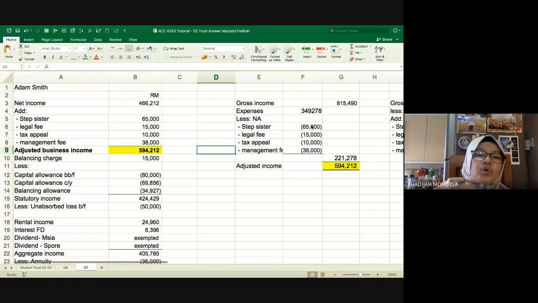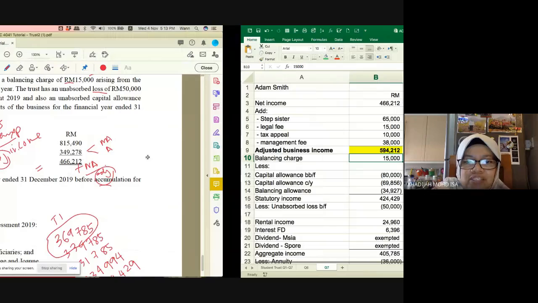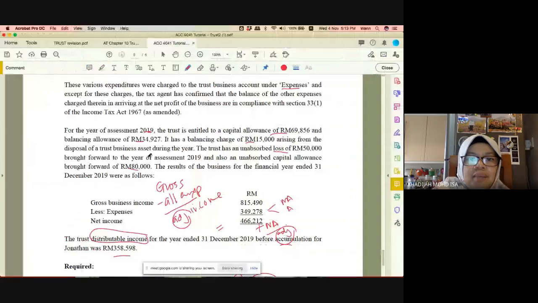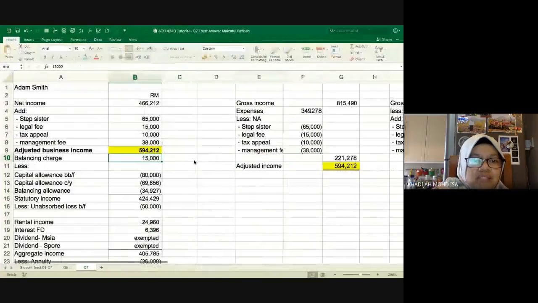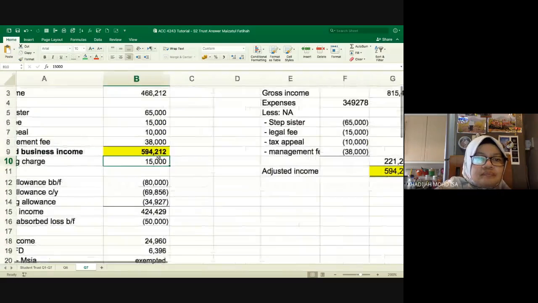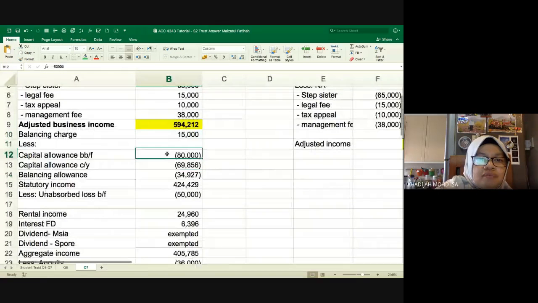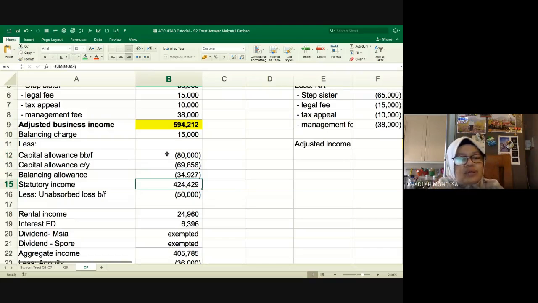Alright. Then you continue with whatever information is provided to you. You are given a balancing charge, right? All this information is given to you in this paragraph. You have a balancing charge of 15,000. And then you have capital allowance brought forward, current year, and also balancing allowance. Then you come to your statutory income. And then less loss. Okay.